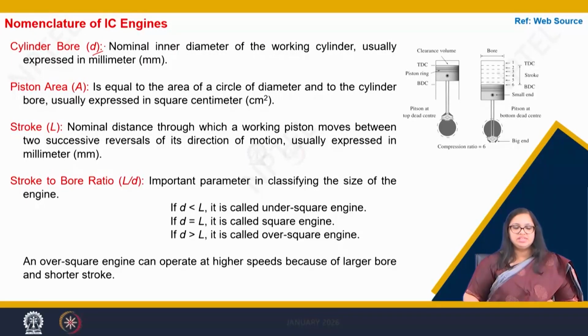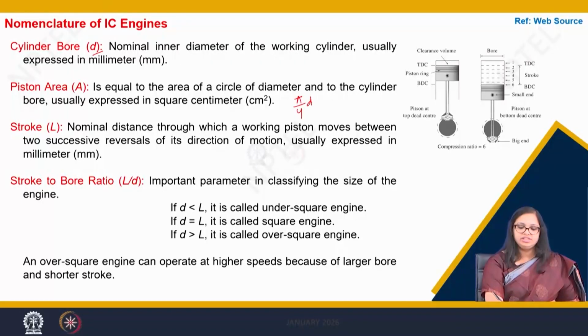Now the piston area, the surface area of the top of the piston, is designated as the piston area. We understand that the cross section of a cylinder is a circle, and a piston which moves inside this cylinder is also circular in nature. So the top surface of this piston, which is circular, gives the piston area. When we talk about this piston area, it is given by pi by 4 d square.